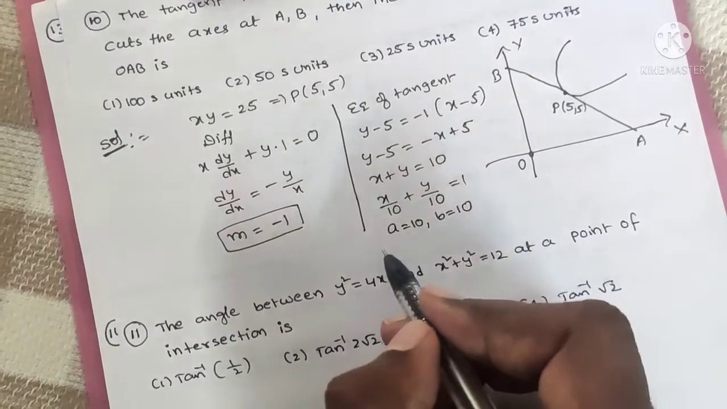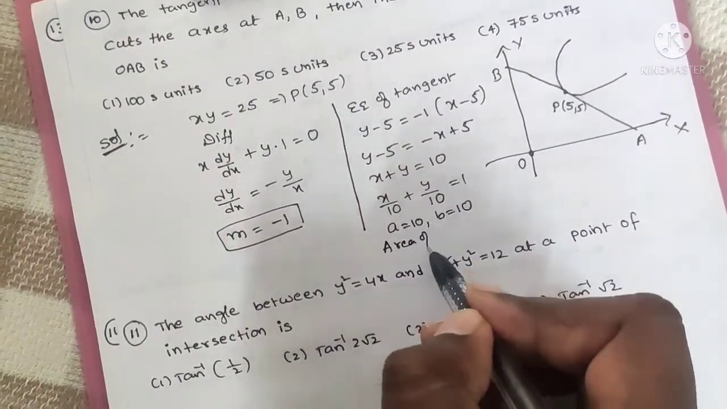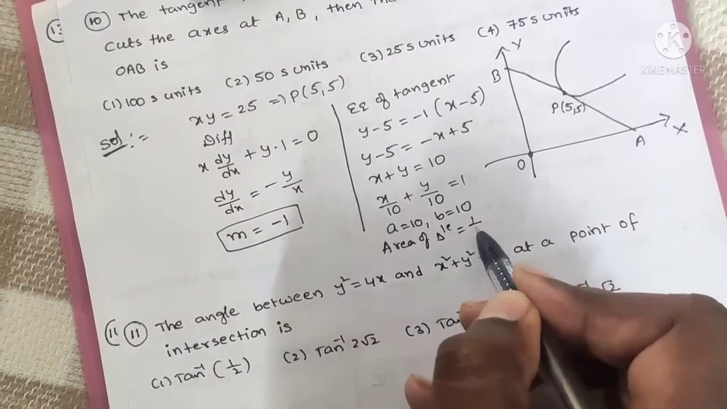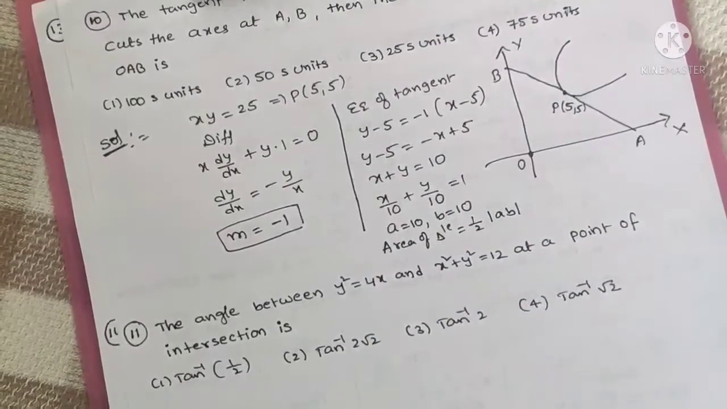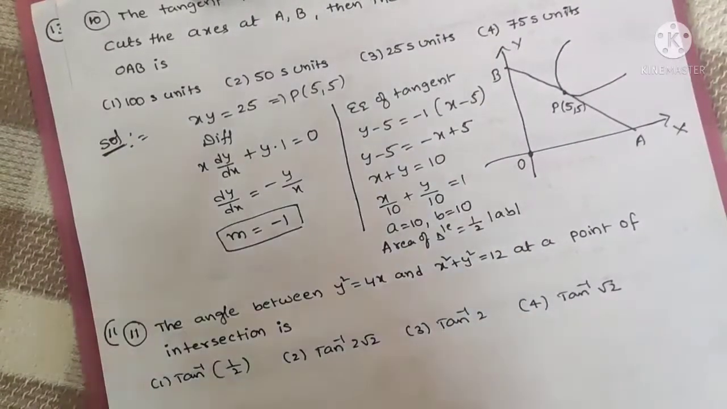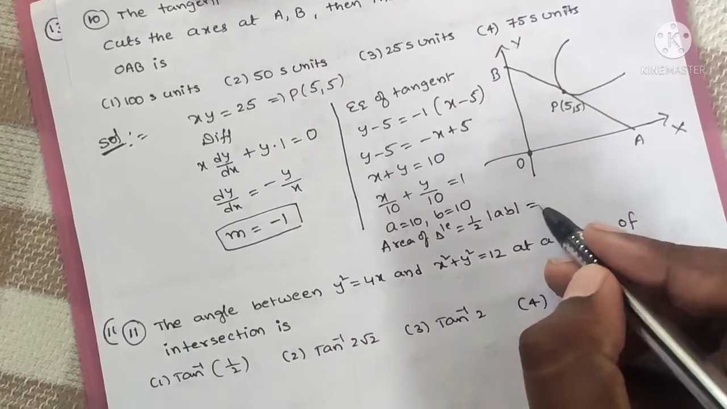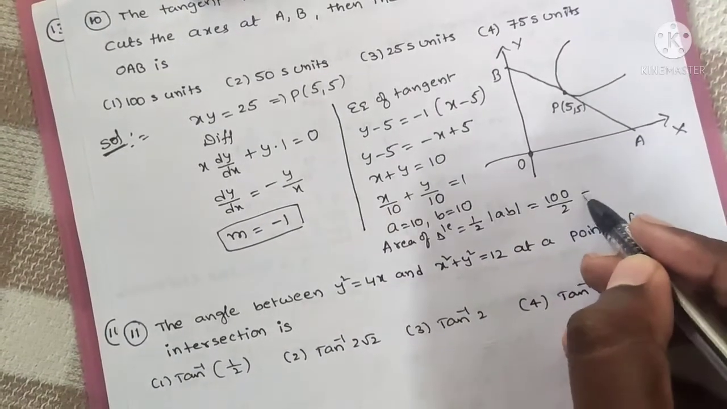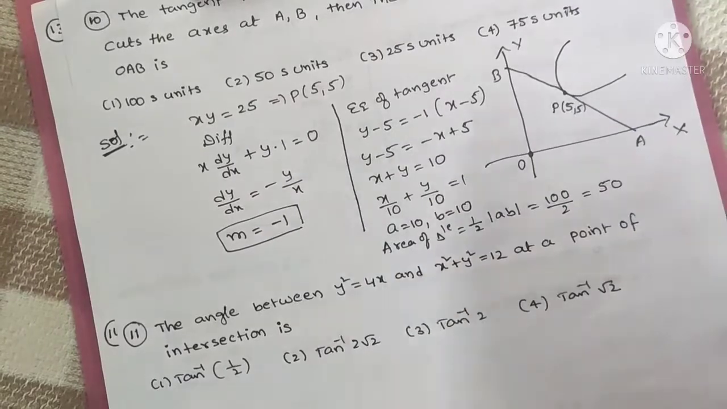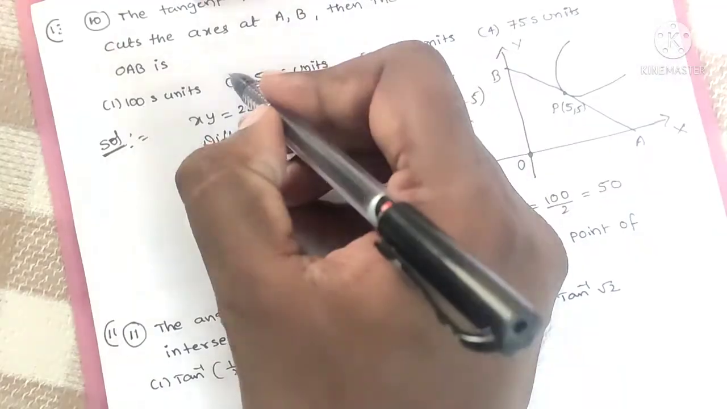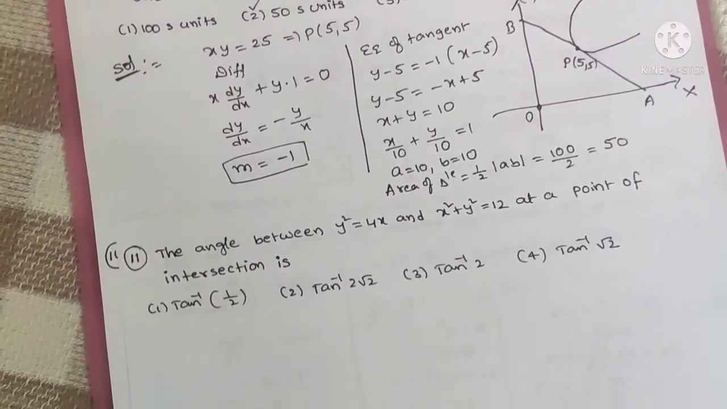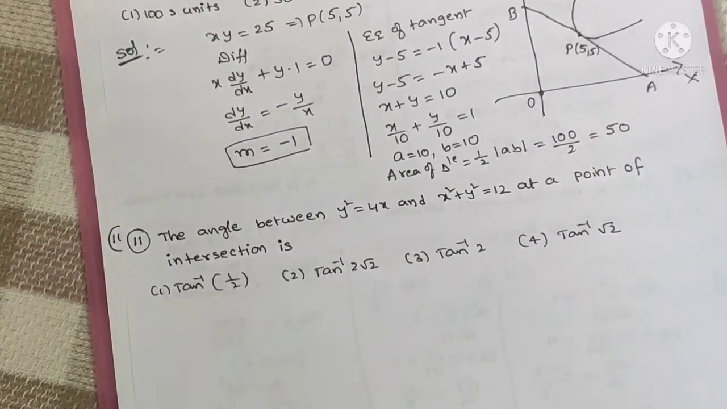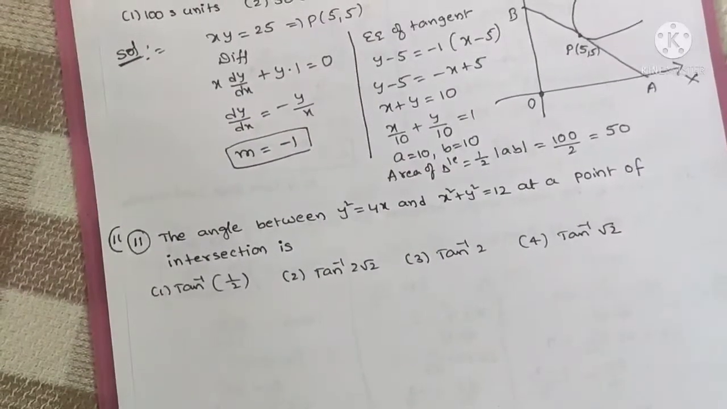If you know the intercepts, what is the formula for the area of a triangle? The area of the triangle is half into modulus of AB. This is the formula for the area of a triangle. If you know the x-intercept and y-intercept, a value 10, b value 10, 10 times 10 is 100, 100 by 2, that is 50 square units. That is the answer for this question. That is nothing but option 2, the correct answer for this question number 10. Next, see the question number 11.